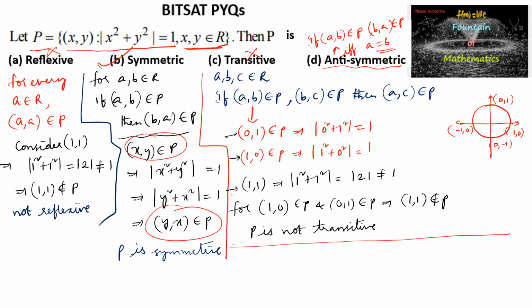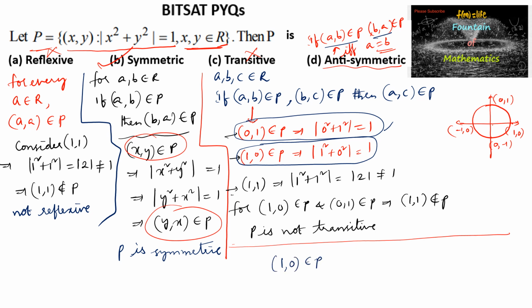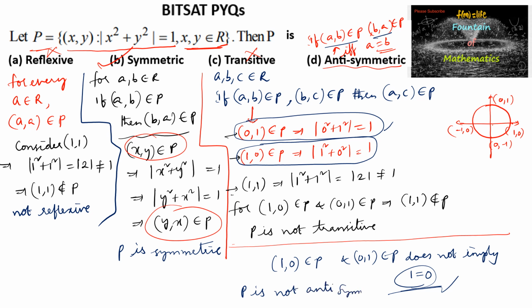But here, in the case of symmetric, if I take an example, (1, 0), as we have already proved, (1, 0) belongs to P and (0, 1) also belongs to P. But it doesn't mean that 1 is equal to 0. So (1, 0) belongs to P and (0, 1) belongs to P does not imply that a is equal to b, that is 1 is equal to 0. And hence we can say that this relation P is not antisymmetric. So we can go with only option B. Symmetric is the answer.